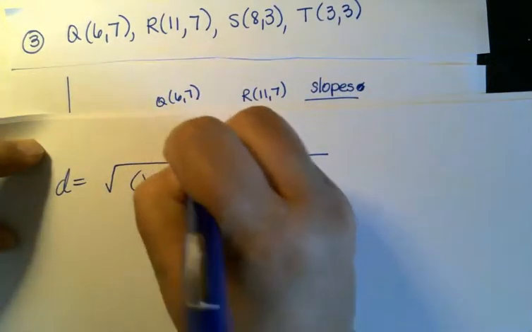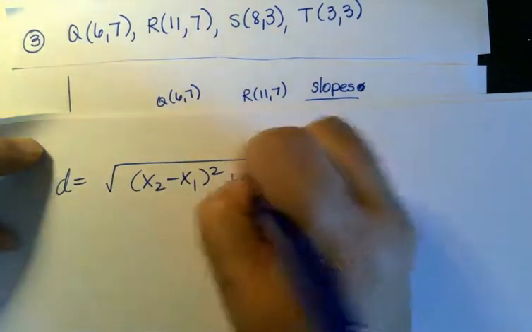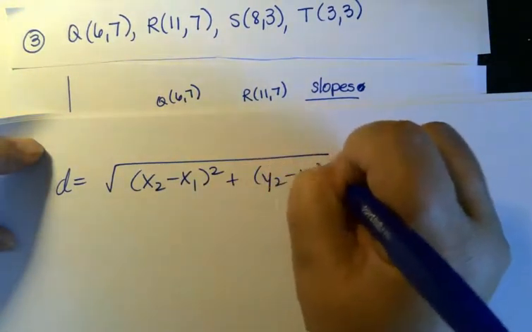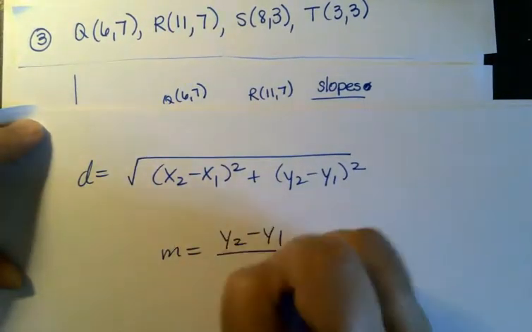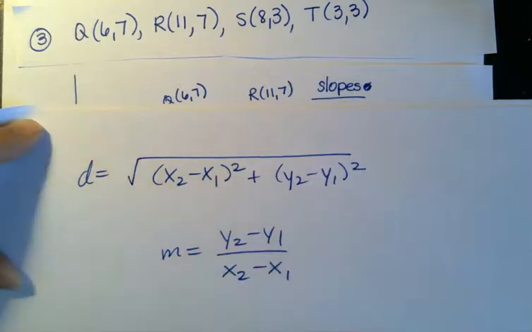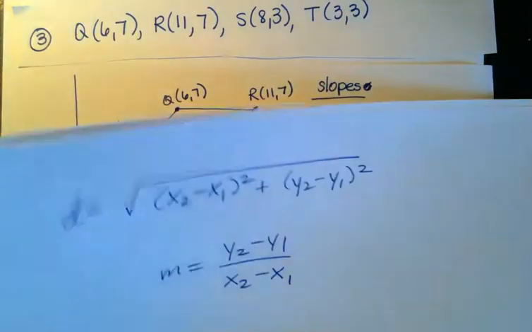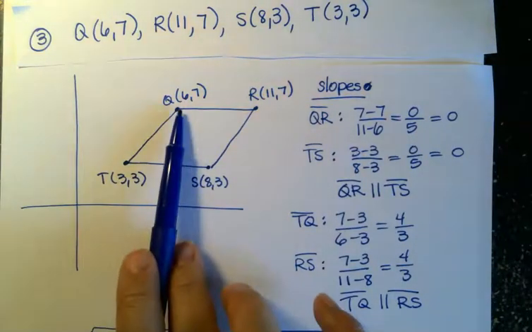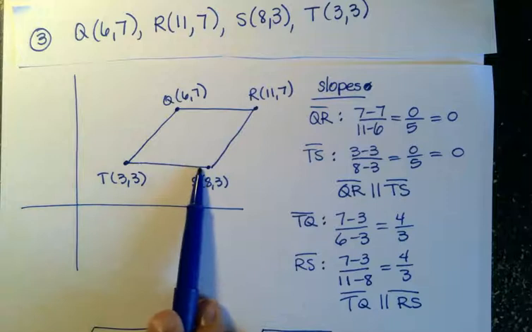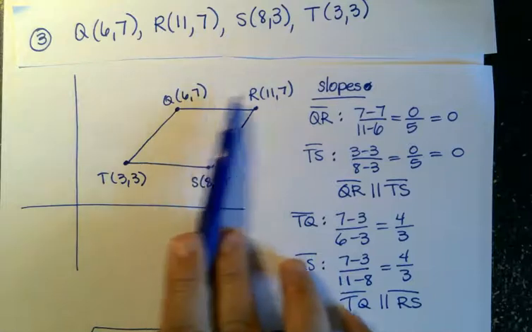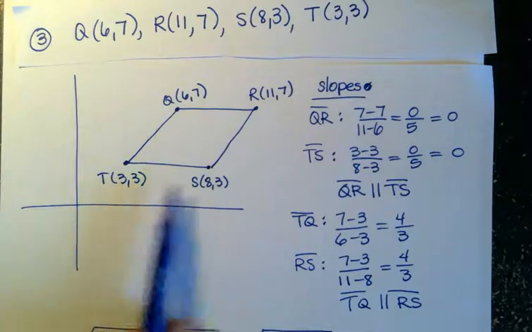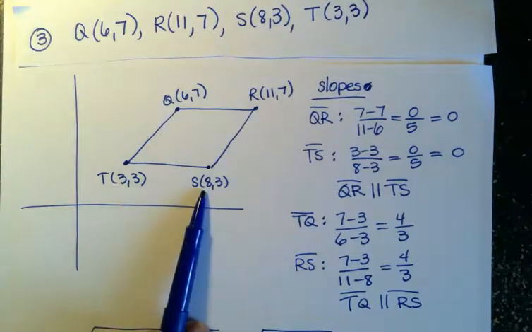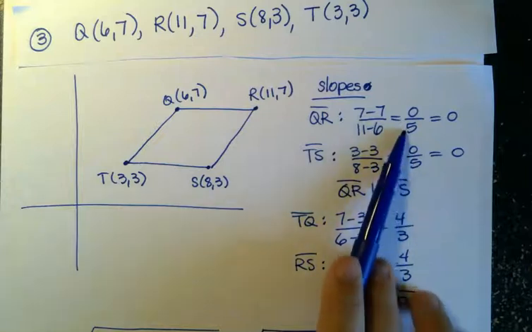The difference between the x values, the change in x squared, plus the change in y, or difference between the y values squared. Now notice we've been finding slope. We've been basically looking at the same ideas, the change in y and the change in x, just in a different context. Remember that when you have a horizontal or a vertical segment, you can count its length just by counting, because the y values don't change here. It's just going to be the distance between 6 and 11, which is 5. Here the y values don't change, just the distance between 3 and 8, which is 5. Notice we got a 5 right there.